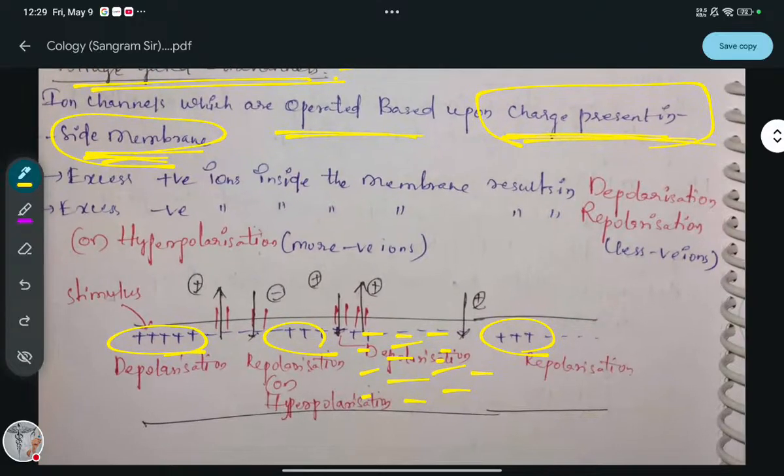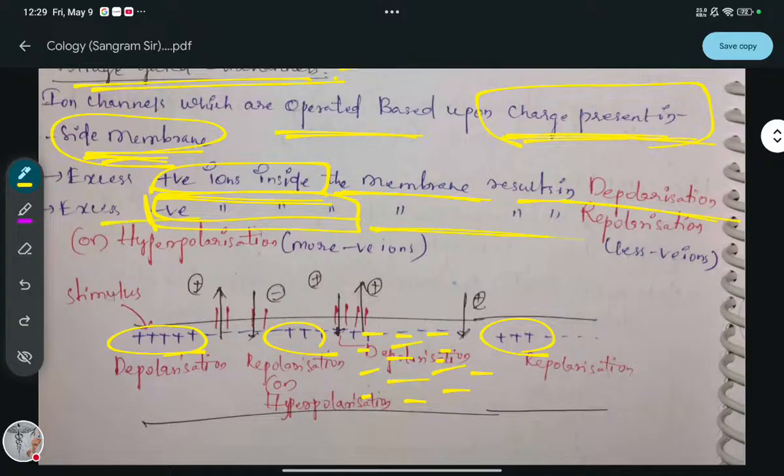So if excess positive ion is present inside the membrane, it will show depolarization. If more negative charge is present inside the membrane, then it will show repolarization.